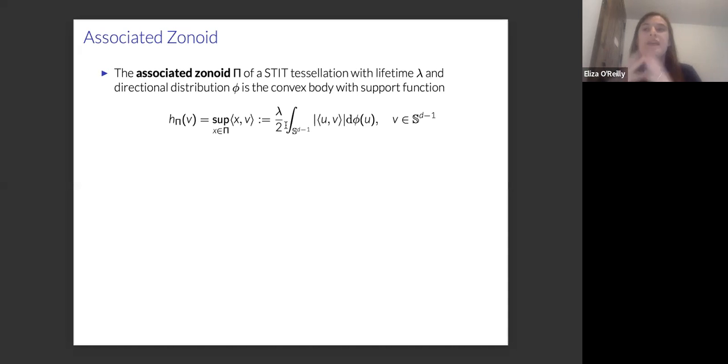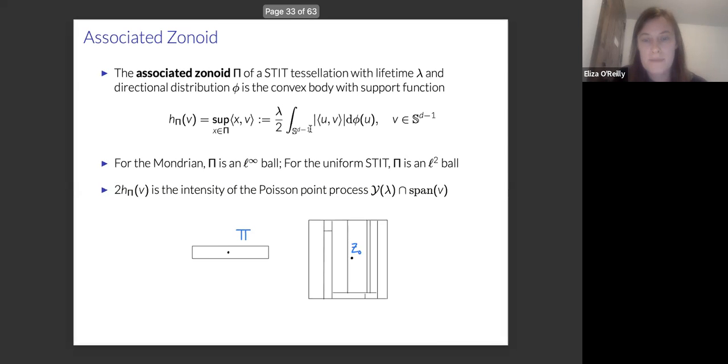So zonoids are a particular class of convex bodies that have a support function given by an integral of this form. So for any zonoid, there corresponds a STIT tessellation. And this parameter shows up when computing statistics of the cells of these random tessellations. Just for some examples for intuition, for the Mondrian, this associated zonoid is an L infinity ball. That's the shape of all the cells, so that probably makes sense. For the uniform STIT, it's an L2 ball.